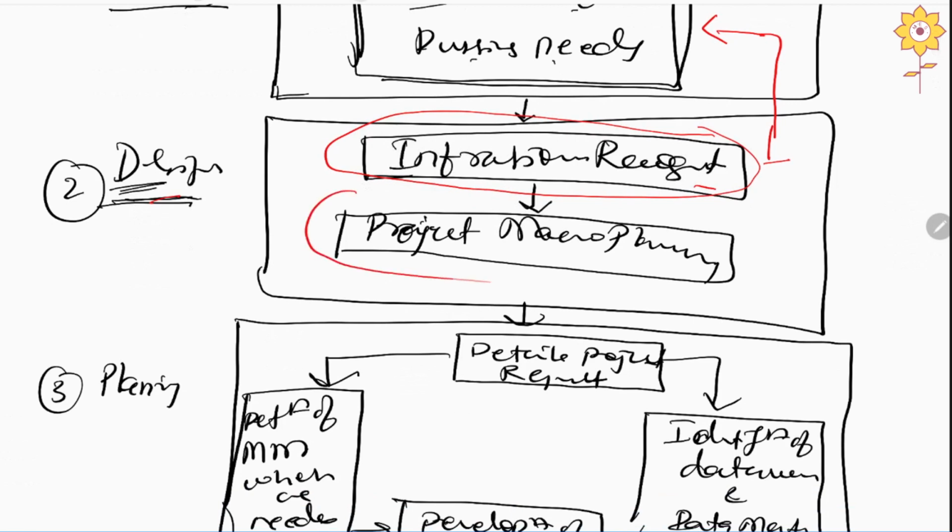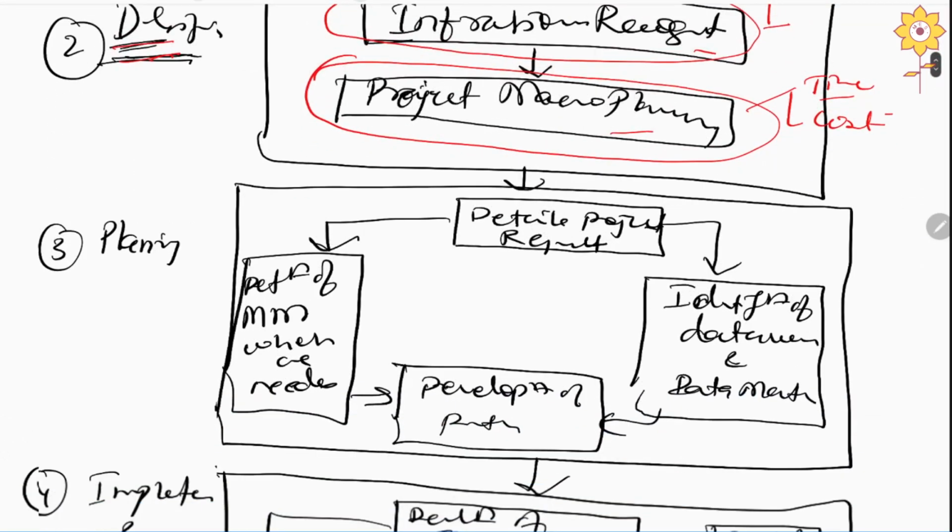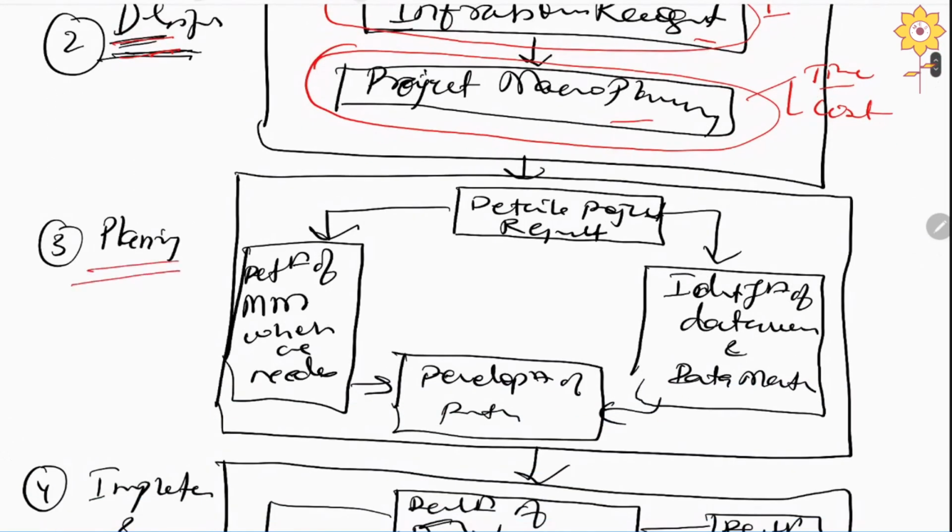Apart from that, we also need to do project macro planning. Project macro planning simply means that we need to understand approximately how much time will be required to complete that project, what will be the cost that will be involved in completion of that project, and all those things. So these are the two types of identification done under designing phase. Once these things have been done, then we move to the third phase, that is planning phase.